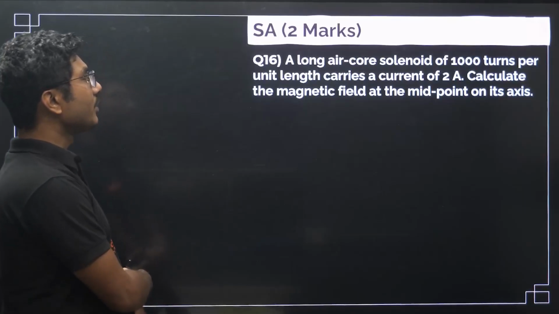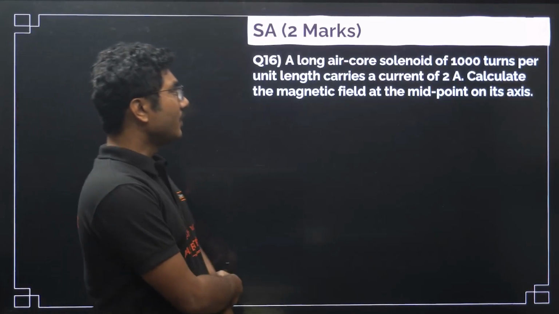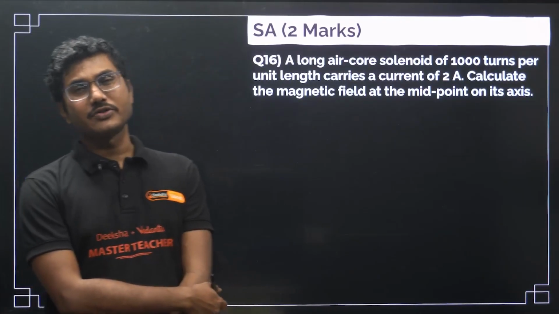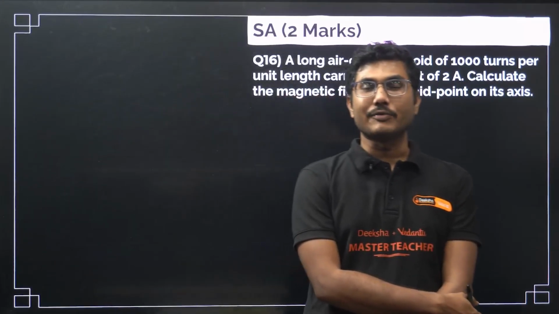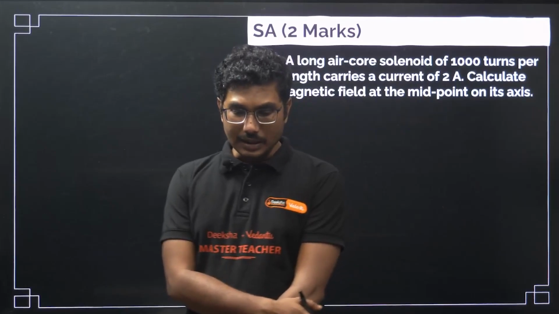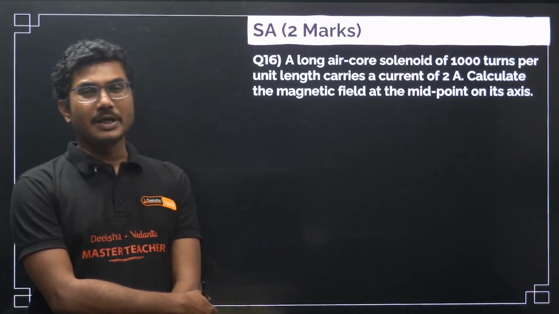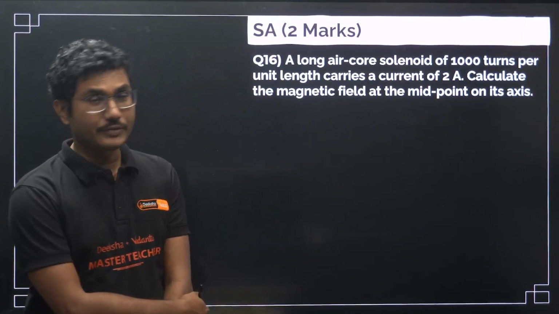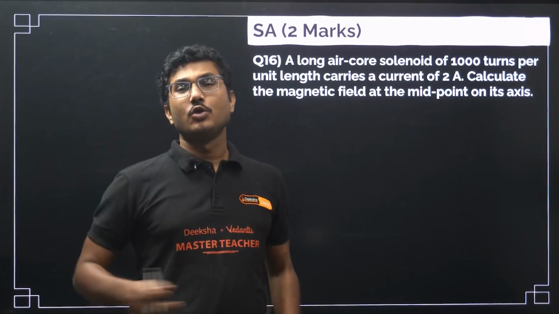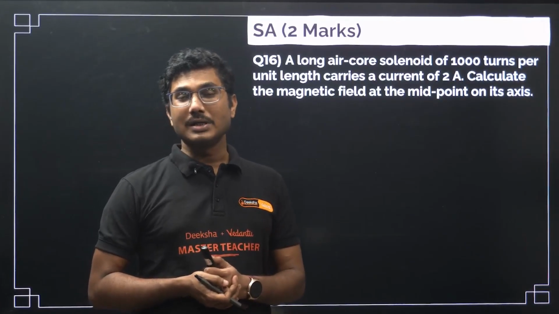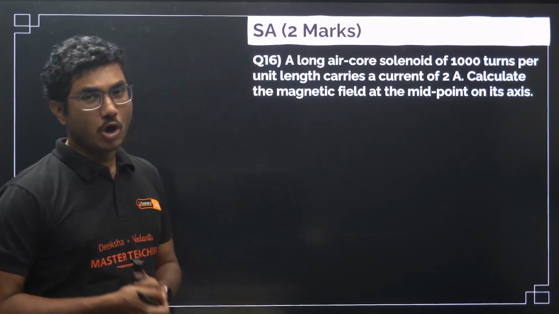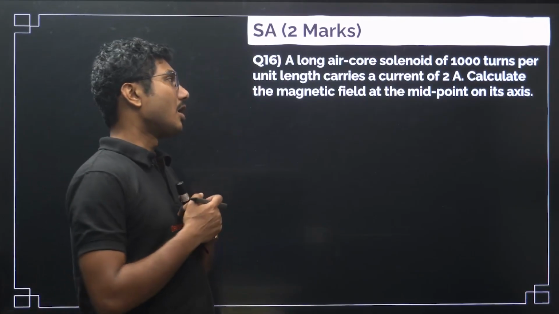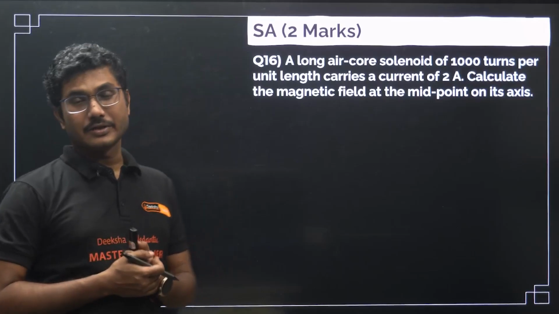Next, let us look into the 2 marker questions. First, you have to understand that from this chapter a lot of 2 marker and 3 marker numerical questions can come. There is no history of a 5 marker numerical question from this chapter, but 2 marker and 3 marker numericals are very common. We will see some of the most commonly asked ones.